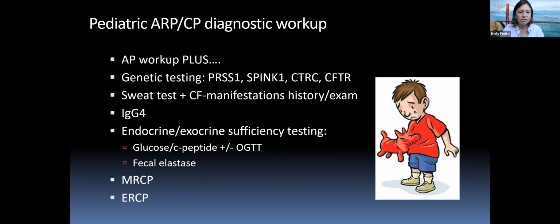And then in addition to imaging, when we have kids with acute recurrent and chronic pancreatitis, we're looking fairly early to see if they have any signs yet of endocrine or exocrine insufficiency with just some basic screening and then following that over time.